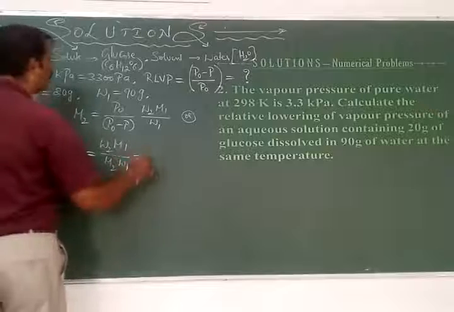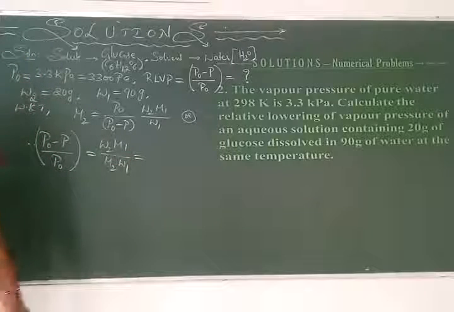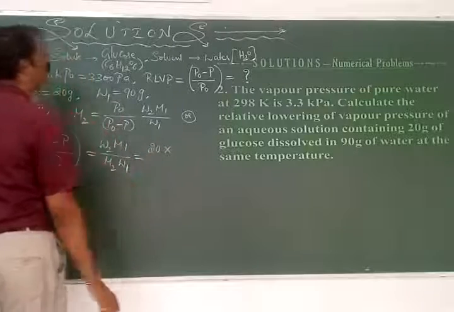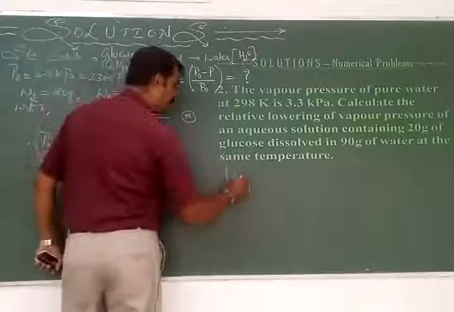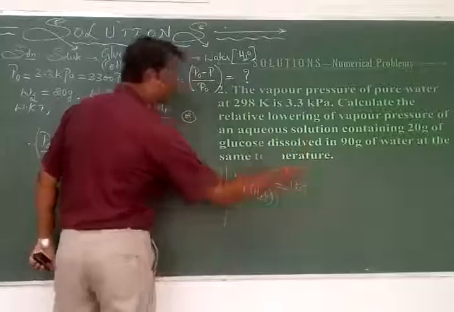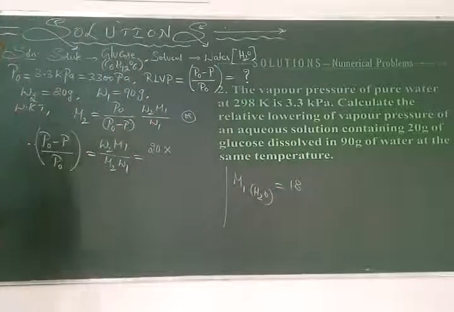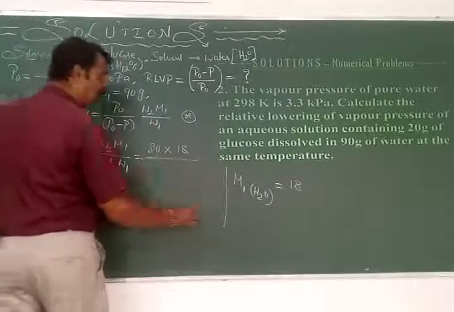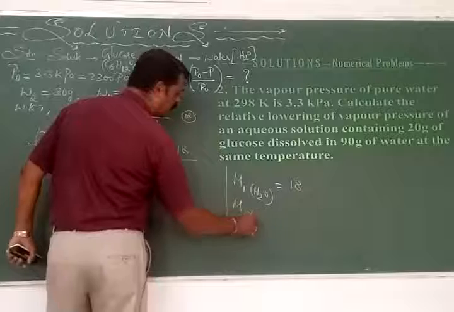That is equal to, what is W2 here? W2 is given as 20 grams, into M1. M1 is the molecular mass of water, which as usual I mentioned is 18. So it is 18 divided by M2. M2 is the molecular mass of the solute. What is the solute?